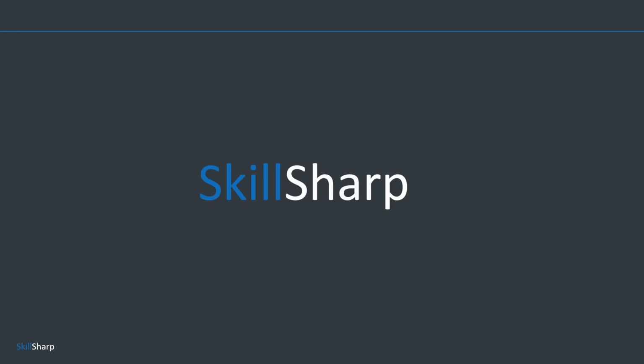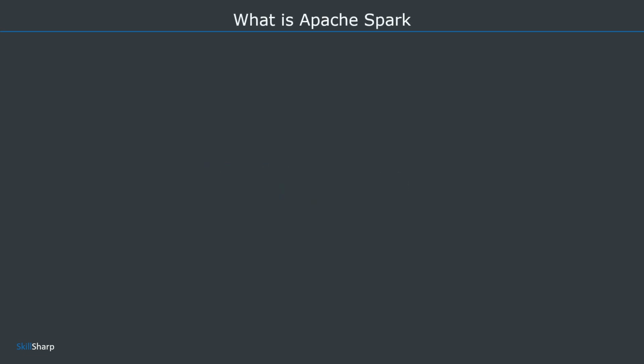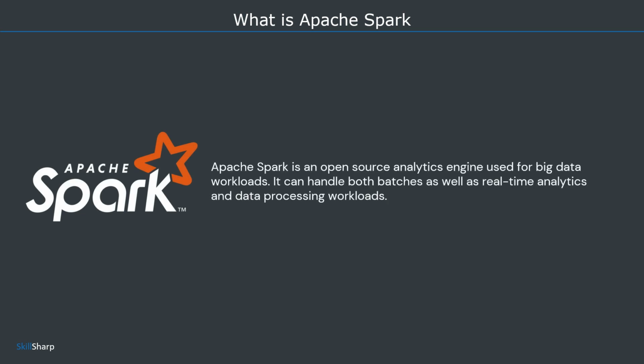Hey everyone, welcome back. Today we are going to see an introduction to Apache Spark. So what is Apache Spark? Let's see what the definition says about Apache Spark. Apache Spark is an open source analytics engine used by big data workloads. It can handle both batch as well as real-time analytics and data processing workloads. This is the definition of Apache Spark given by the Spark official page. So from this, what we can understand is Apache Spark is a big data processing engine.